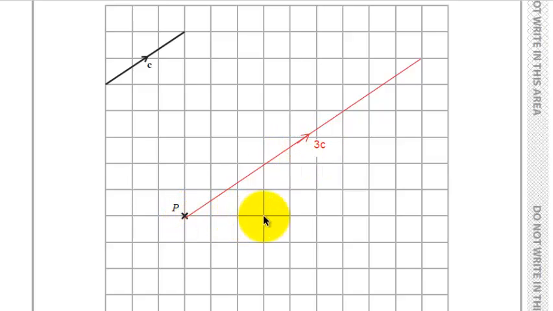So 3 squares to the right, 2 up, that's once. 3 squares to the right, 2 up, that's 2c. 3 squares to the right and 2 up, that's 3c, and I just join that point back to P. Because they are parallel to each other, they have the same letter, the same vector c, and the 3 means that this line here is 3 times as long as the original.